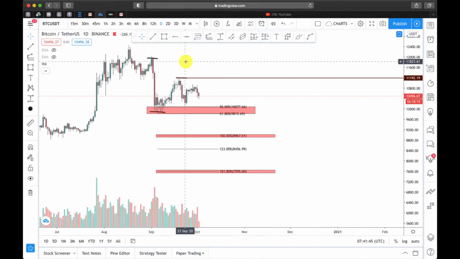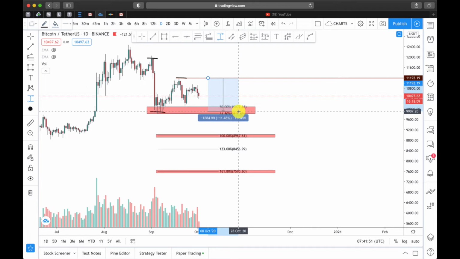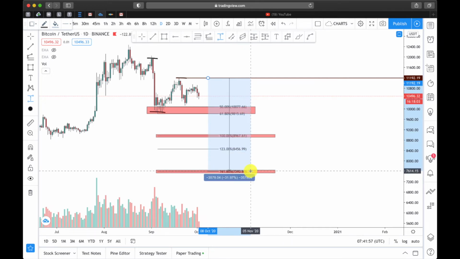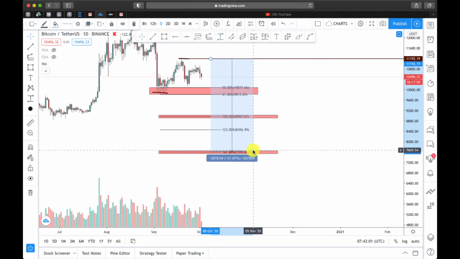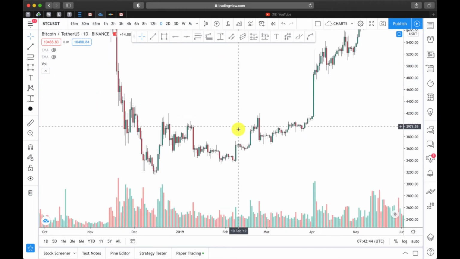So if you took a trade around this area, then let's see what you are going to have. Let's say you close about 40% of your position here, and then you close another 30% here, and then you close another 30%. Your average profit at the end of the day will be around maybe 22 to 23%. Do you understand?